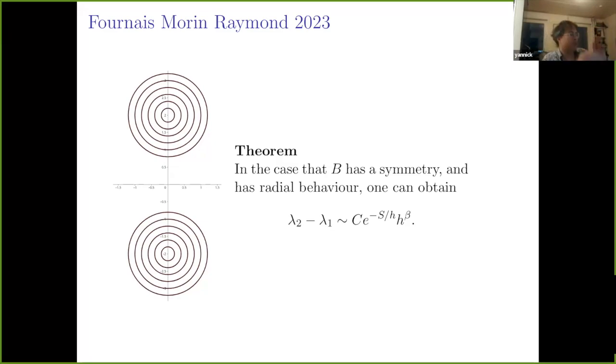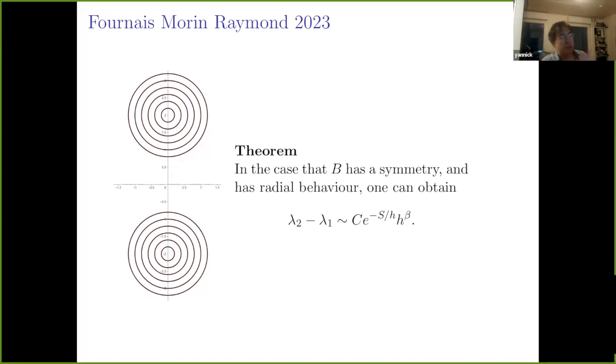So if you think of the disk as having diameter 1, they need to be separated a distance of at least some constant, and the constant is explicit. I don't remember, maybe it's square root of 2 or something. But in any case, they obtain that the difference of the first two eigenvalues is exponentially small with an equivalent.